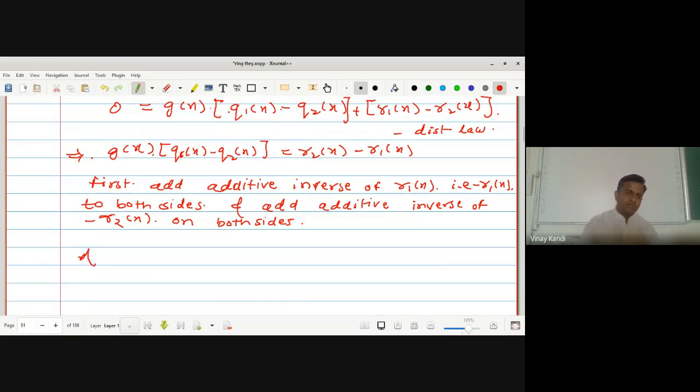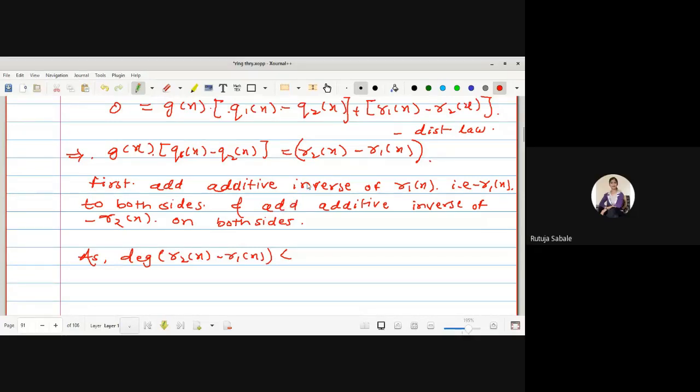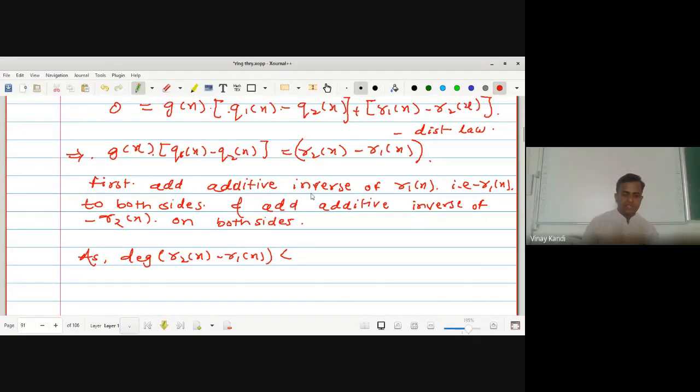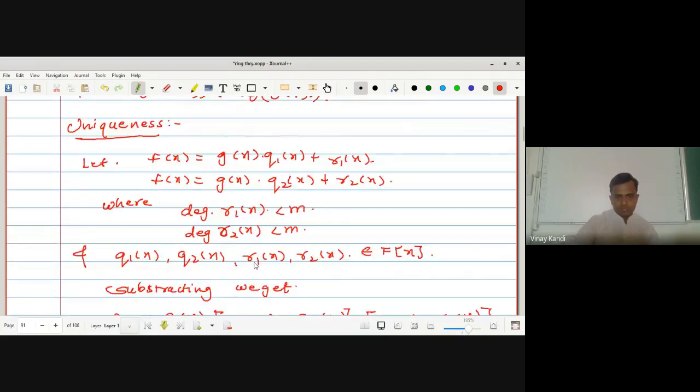Now, as degree of r2 of x minus r1 of x is less than, what is going to come, that is one bracket. Less than m. As the degree of r2 of x minus r1 of x is less than degree of g of x. Okay, from the start, what is the degree of r1? Less than m. The degree of r2 is less than m. Less than m means what? Degree of g of x.